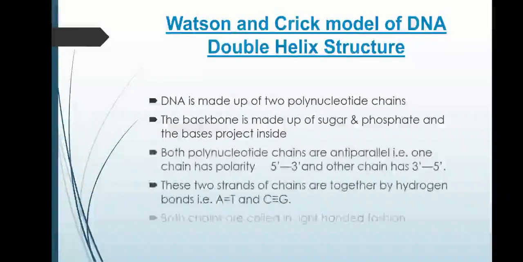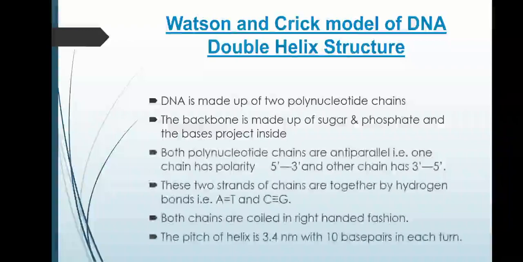The DNA model was proposed by Watson and Crick and is commonly called the Watson and Crick model of DNA. They proposed the double helical structure and said that DNA is made up of 2 polynucleotide chains which are coiled around each other, and their backbone is made up of sugar and phosphate, while the nitrogenous bases project towards the inside.